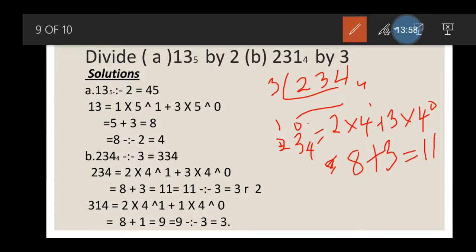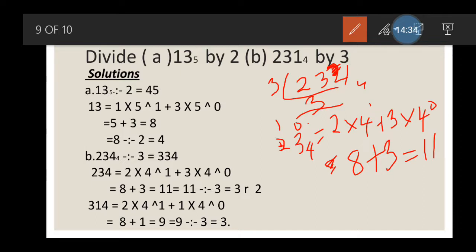So 11 divided by 3 will give you 3. Am I correct? 3, then there's a remainder, remainder 2, if I'm not mistaken. So that 2 comes here, and goes up there. Now 3 cannot divide 2, but if you now bring the 4 together with the 2, it becomes 24, isn't it?